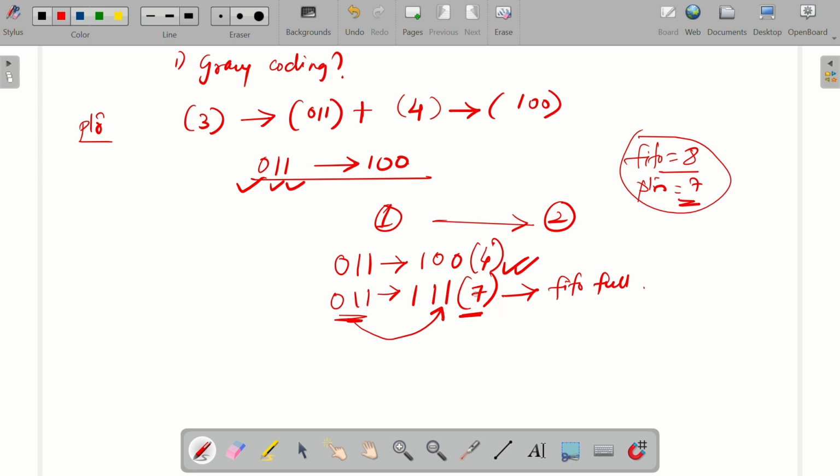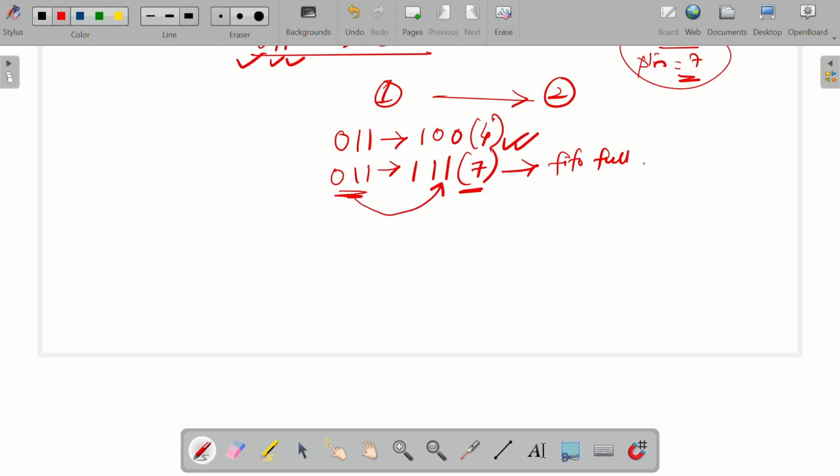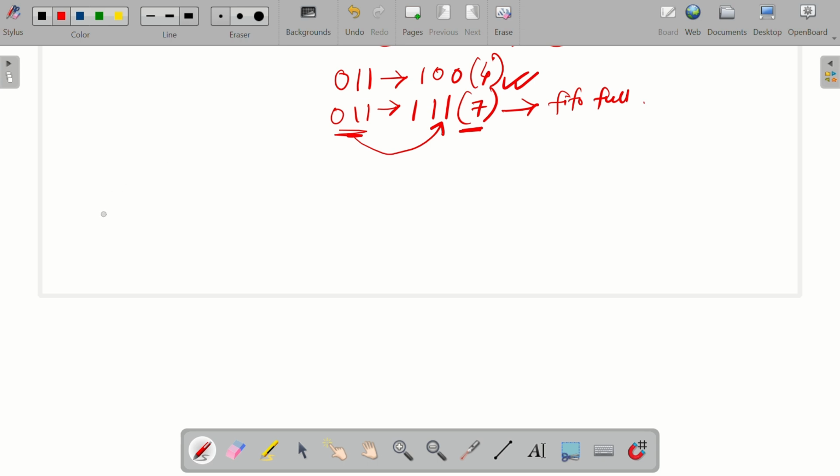So you are wrongly getting value 7 instead of 4 because all your bit changes are not correctly propagated, because of which it is resulting in a misinterpreted pointer value. That is the problem in binary coding. So how come this problem is solved in gray coding?